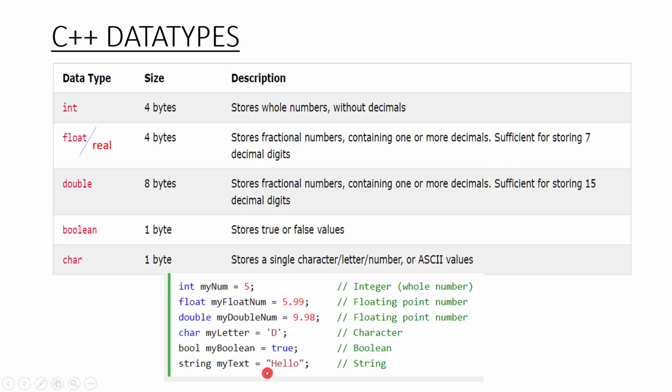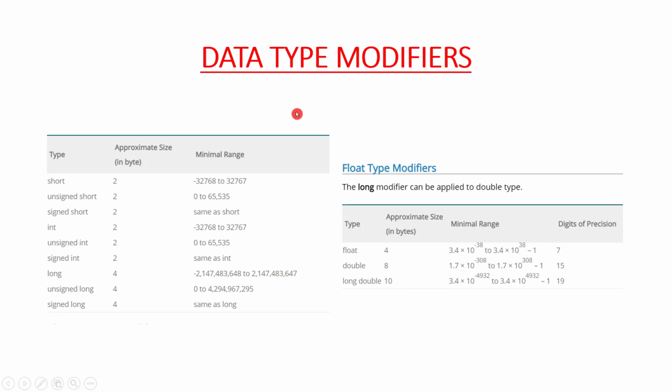Boolean is for true or false, and string like hello and all. So integer, float, double. Sufficient for storing 15 decimal digits is the main thing. Boolean and character. There are some data type modifiers which we'll be using.